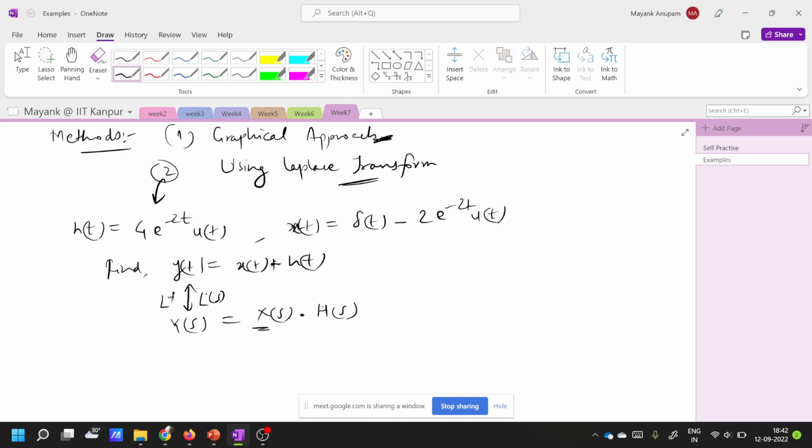So let's quickly find it out. What is x of s? 4 by s plus 2? 4 by s plus 2. x of t is this one, right? So what is x of s?